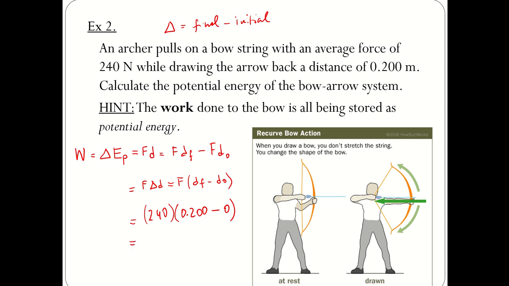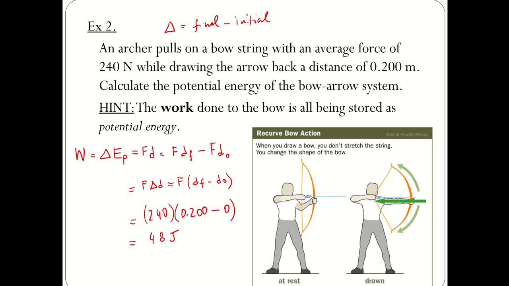If you multiply 240 times 0.2, with 2 sig figs in the final answer, we end up with 48 joules. Okay, so this is an example where you can find the potential energy of an object that's not necessarily something being done against gravity. In this case, we're treating the bow as a spring, and we can find the potential energy by looking at the difference in energies, so initial versus final.